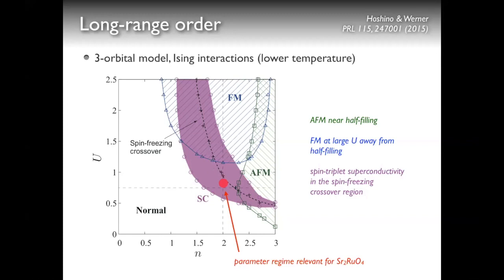Interestingly, if we look up what kind of parameters people have used in the DMFT simulations of strontium-2 ruthenium-4, that corresponds to the red dot in this figure. And that's exactly the regime where ferromagnetic and antiferromagnetic tendencies compete. So there's no magnetic order, but that's the region where, in the spin freezing regime, spin triplet superconductivity can potentially appear.